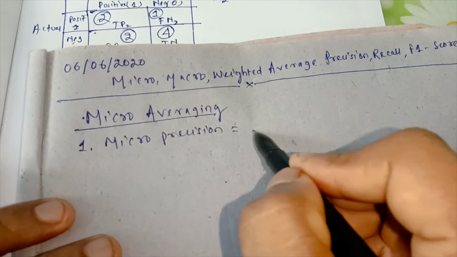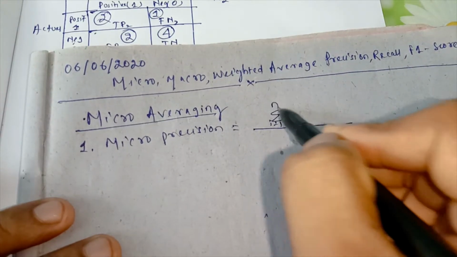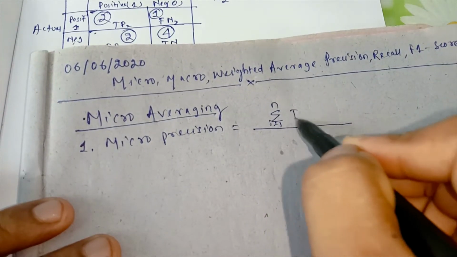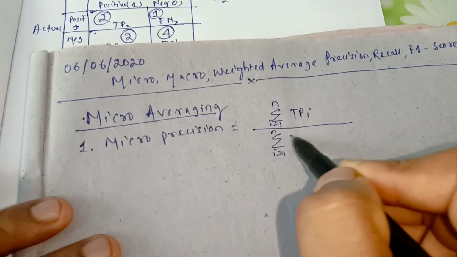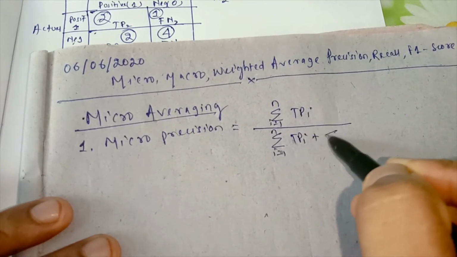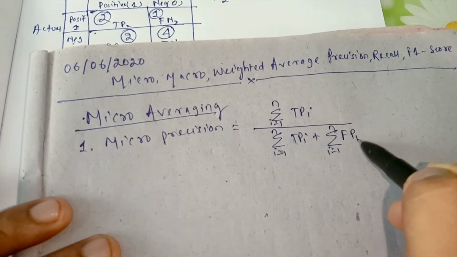The micro precision formula is like this: the sum from i equal to 1 to n, where n is the number of classes, of TPi, divided by the sum from 1 to n of TPi plus the sum from 1 to n of FPi. This is the formula for micro precision.